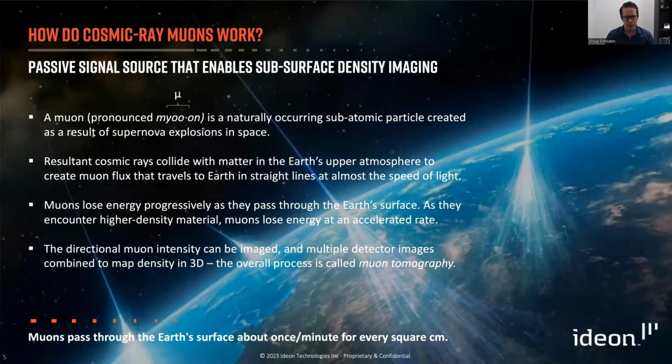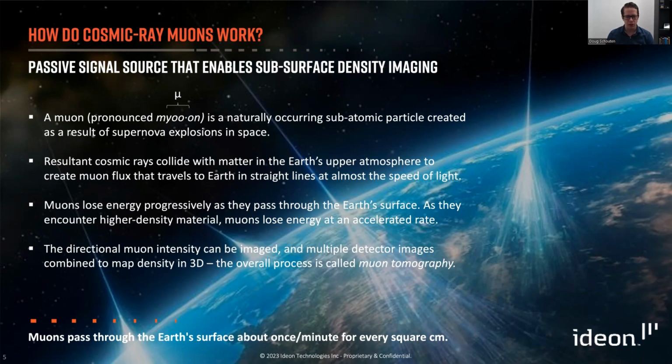So a muon is a naturally occurring subatomic particle that's created as a result of supernova explosions in space. These supernova explosions eject very high energy protons and helium nuclei that pass through intergalactic space and eventually impinge upon the upper atmosphere of the Earth and initiate nuclear fission effects. Out of those interactions come a slew of secondary particles, the majority of which are absorbed or decay very quickly. Such that at the surface of the Earth, about 95% of the resultant radiation spectrum is comprised of muons.